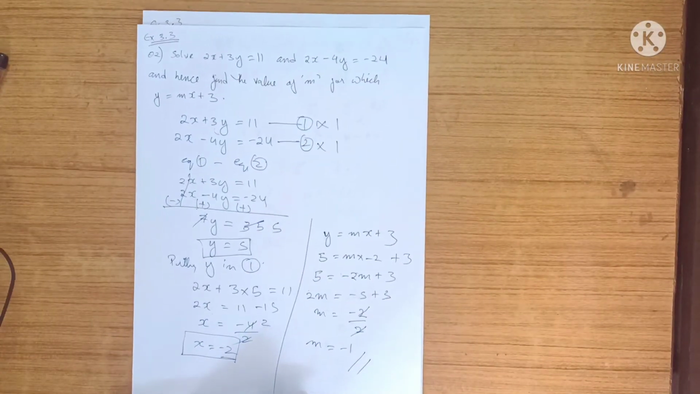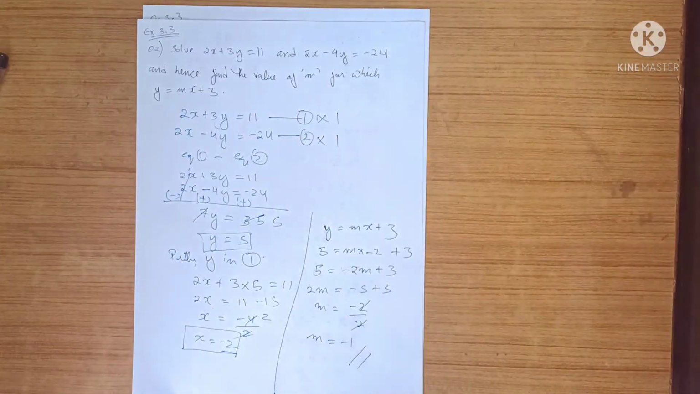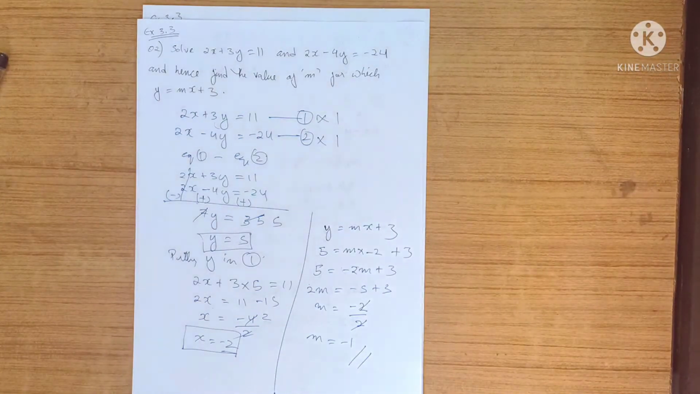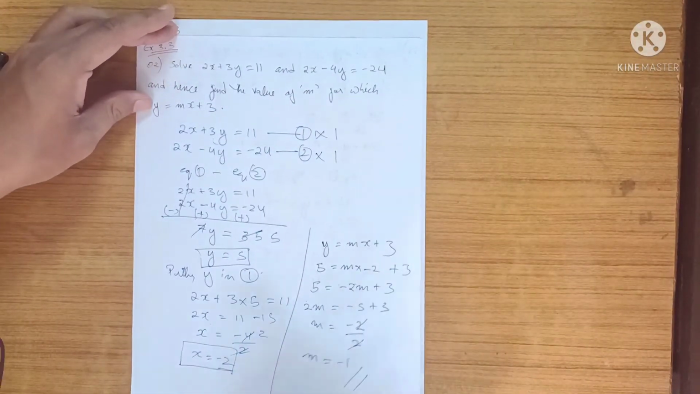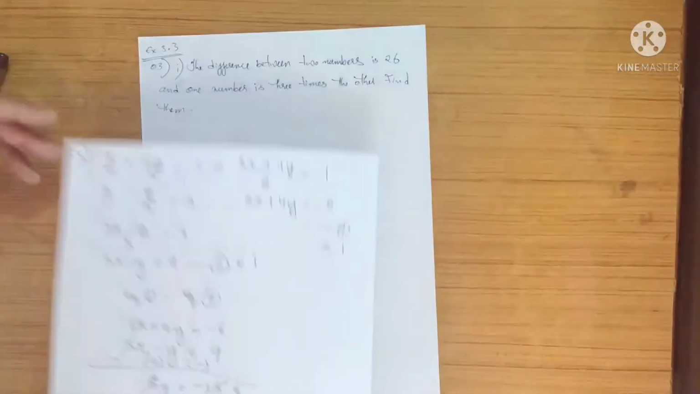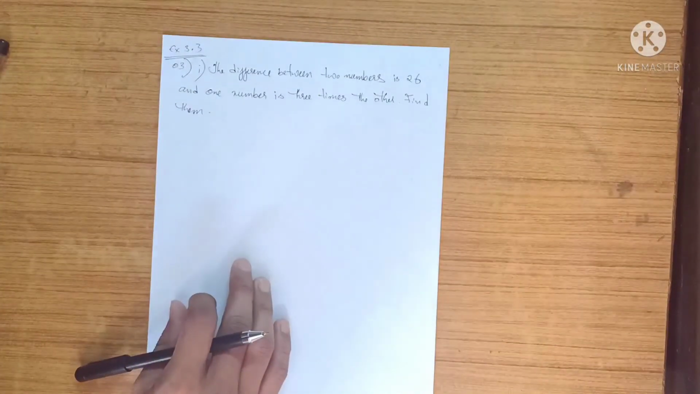I hope this type of question might come for MCQ instead of those solving types, because this you need at least 2 steps to do it. Now let's go to 2.3, question number 3, Roman number 1.